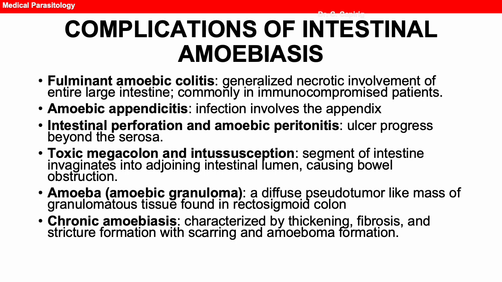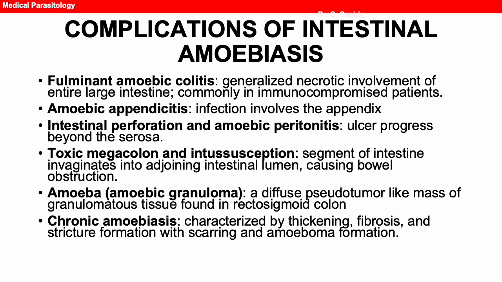So for fulminant amoebic colitis, this is the generalized necrotic involvement of the entire large intestine. Most commonly, they occur in immunocompromised patients. For amoebic appendicitis, this is the infection of the amoeba to the appendix, causing inflammation and obstruction of the appendiceal lumen, causing increased luminal pressure, and eventually necrosis of the wall of the intestine, resulting in inflammation. Intestinal perforation and amoebic peritonitis can occur if the ulcer progresses beyond the serosa.